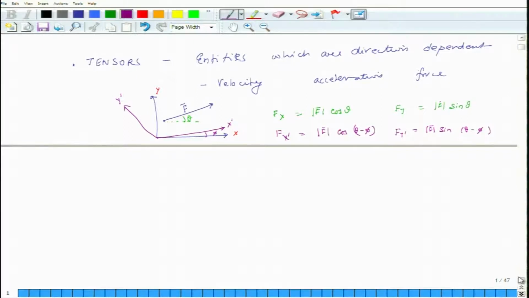So, in case of velocity, acceleration and force, the dependence on direction is just on one direction, which is associated with angle phi. So, these are known as first order tensors.